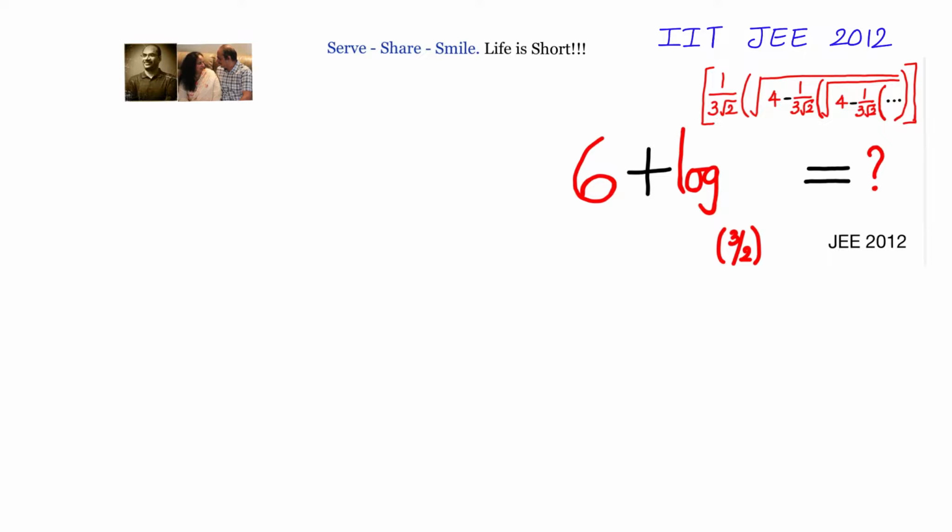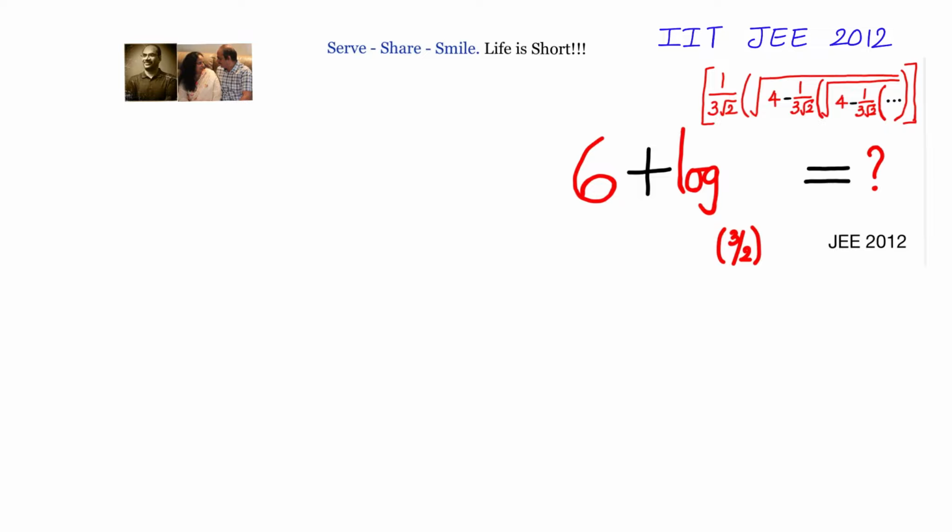Let us look at this interesting problem related to logarithms asked in JEE 2012. We have to find out 6 plus logarithm of, some value given here, to the base 3 by 2 equals to how much. Now let's focus on what is given here. We have 1 by 3 root 2 multiplied with under root 4 minus 1 by 3 root 2, again multiplied with under root 4 minus 1 by 3 root 2, multiplied with under root 4 minus 1 by 3 root 2, like that it is repeating infinite times.